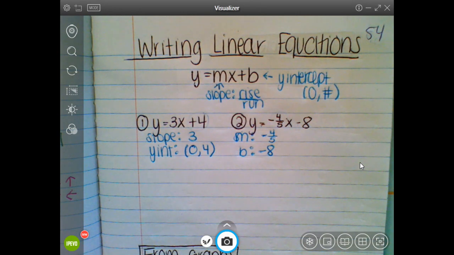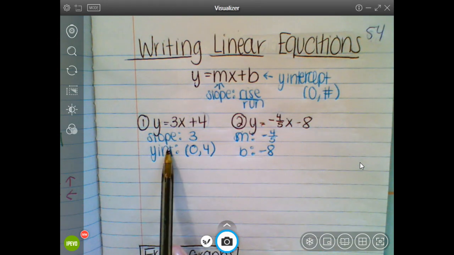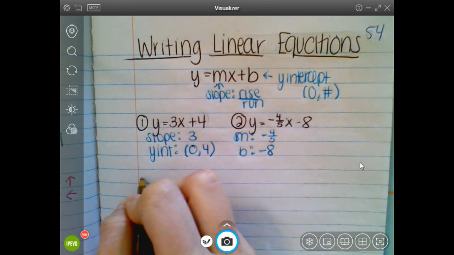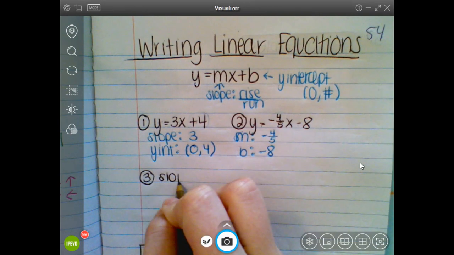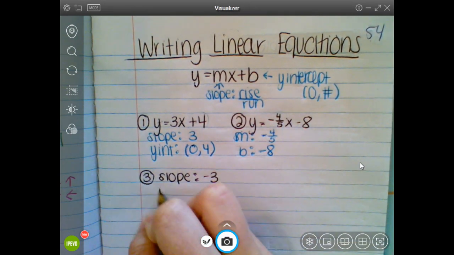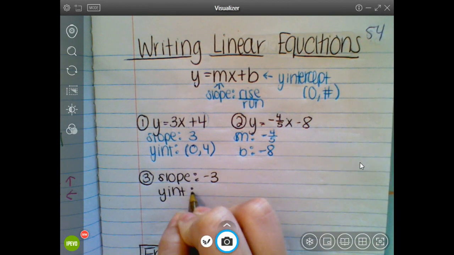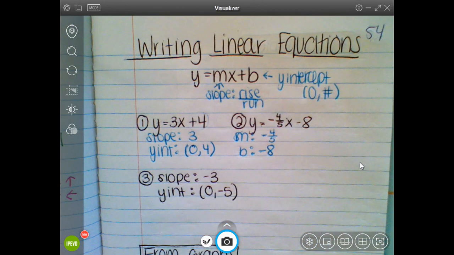The second way, which is very similar that they can have you write, is instead of giving you the equation and asking you for the slope and the y-intercept, what they'll actually do is they'll say, hey, here's an equation with a slope of negative 3 and a y-intercept of 0, negative 5. And they'll ask you to write it.